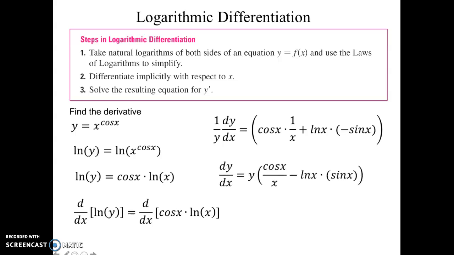Next, we solve for y prime, or we solve for dy dx here. So I would multiply both sides by y. Now we could leave this like this, as we do most times when we have implicit differentiation. Or we could also incorporate this. We know that y is equal to x to the cosine of x. So we could substitute this original function back in for y to get an expression of dy dx in terms of just x. There is our first logarithmic differentiation.